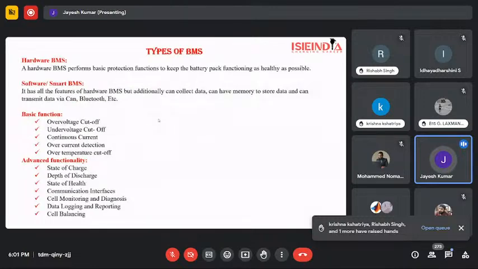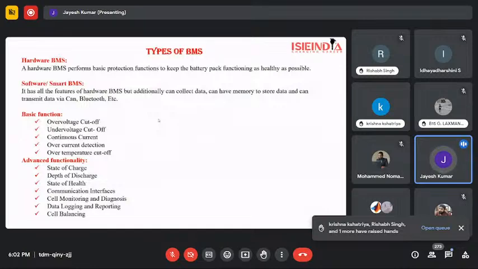BMS also has 2 types, hardware BMS. In the hardware BMS, basic functions are given to that circuit, such as how much output voltage it can provide, how it can break down the circuit, or, for the safety of the battery, how it can't go beyond the dead zone, and it will provide continuous current detection.